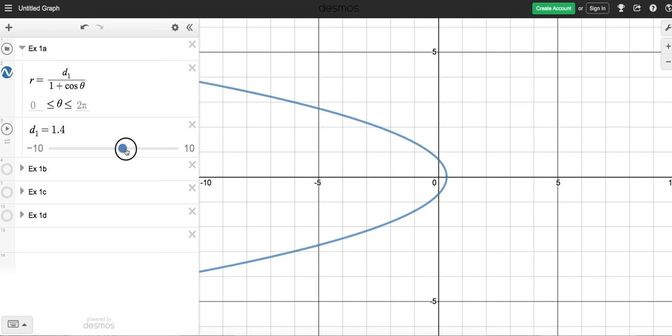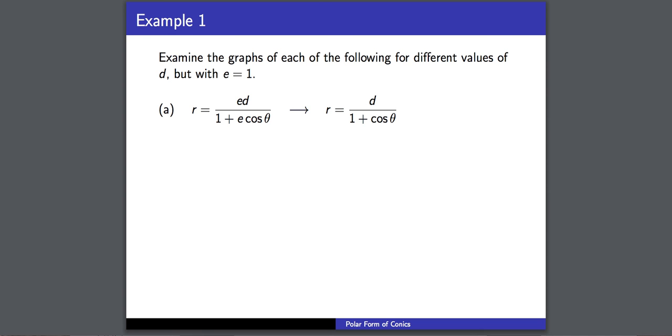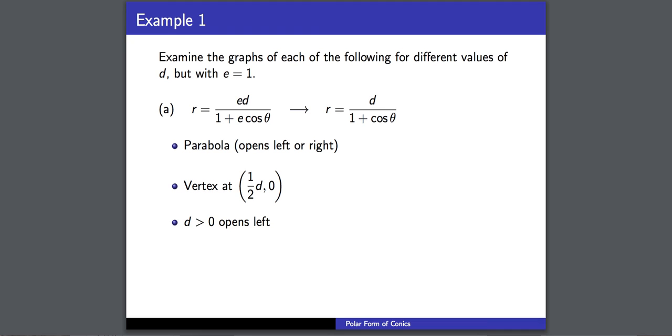For something like d equals 3, we have an x-intercept, a vertex here at the x-axis. The vertex is at (1.5, 0), and notice our y-intercepts are at (0, 3) and (0, -3). So the parabola is going to open left or right, depending on whether or not d is positive or negative. The vertex is at (1/2 d, 0) on the x-axis.